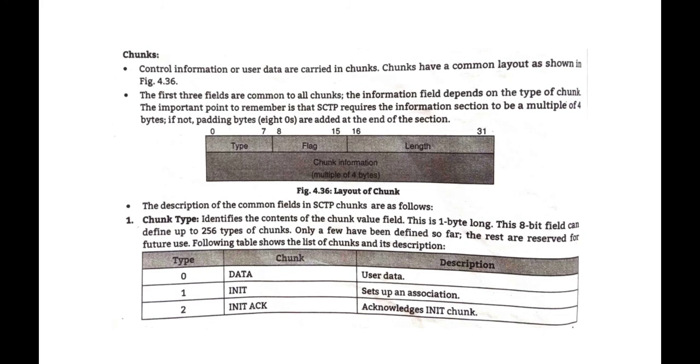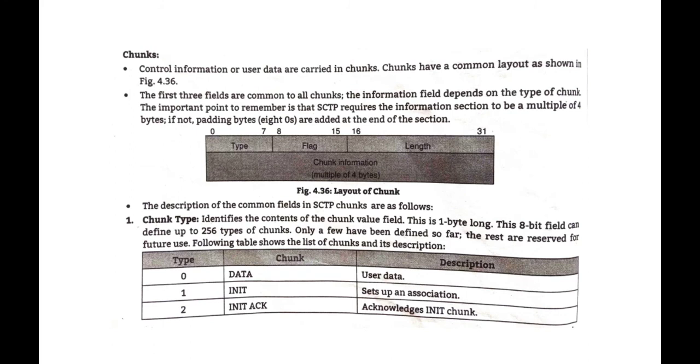The first three fields are common to all chunks. Because here we use a variable length chunk, either you use a control chunk or a data chunk. The first three fields are common. The information field depends on the type of chunk. An important point to remember is that SCTP requires the information section to be a multiple of 4 bytes. If not, padding bytes are added to the end of the section.